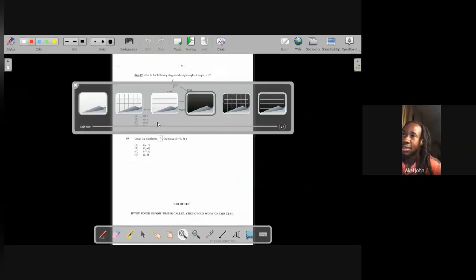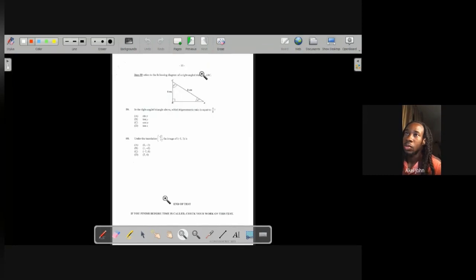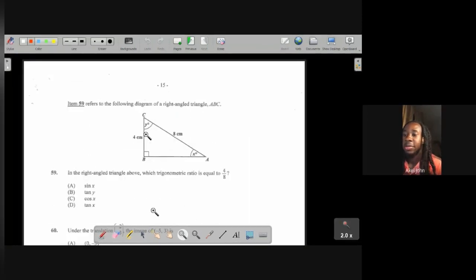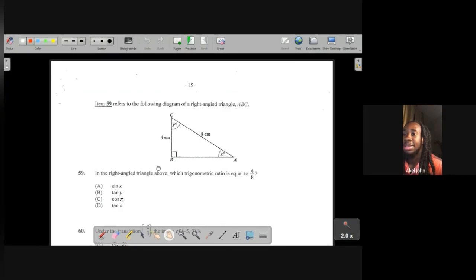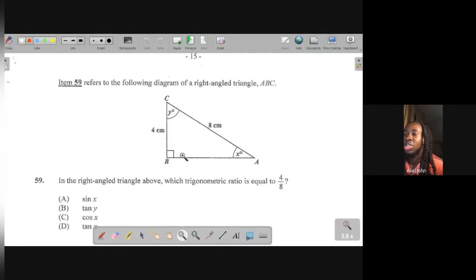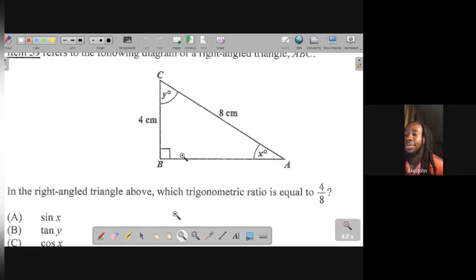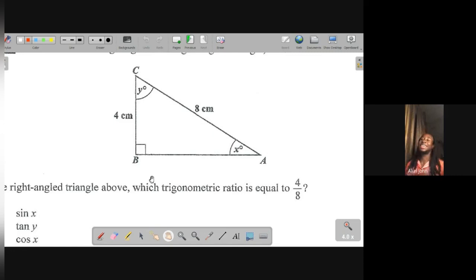So, last two questions. Item 59 refers to the following diagram of a right angle triangle ABC. In the right angle triangle above, which trigonometrical ratio is equal to 4/8? Oh, I get it.